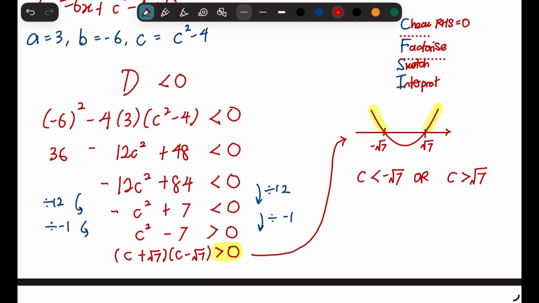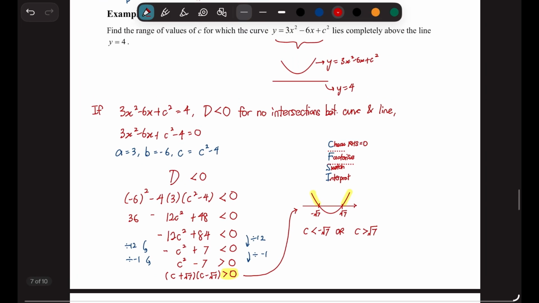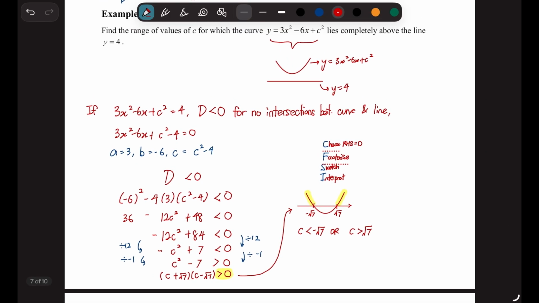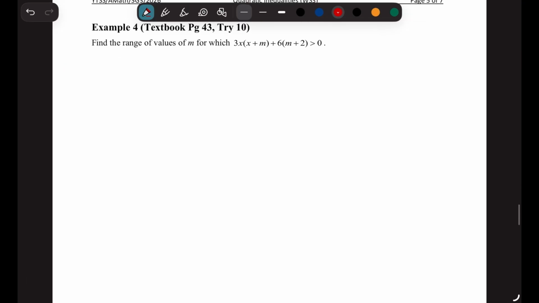Okay, and this is for example number 3. And we are done. Alright, let's now look at example number 4. The steps are very similar, so if you can start to follow, you can continue trying by yourself.